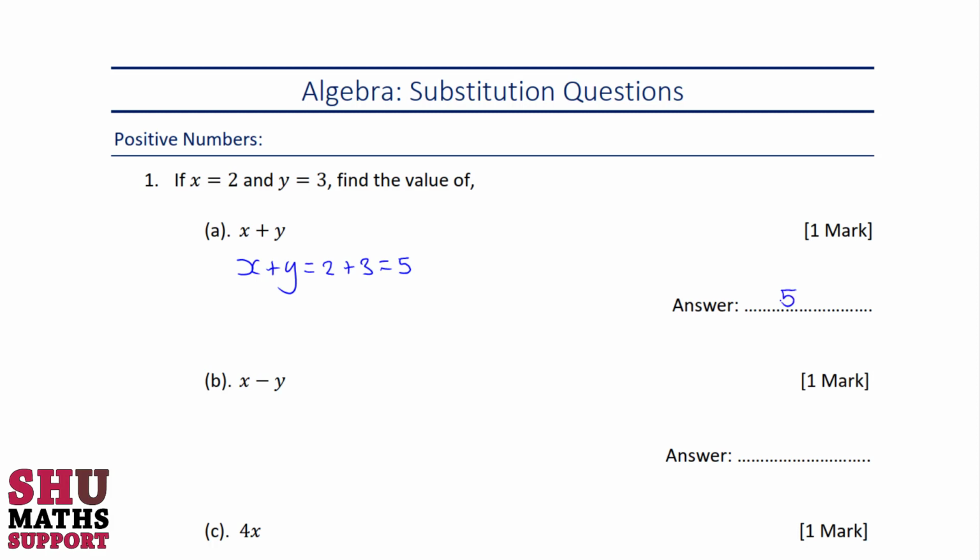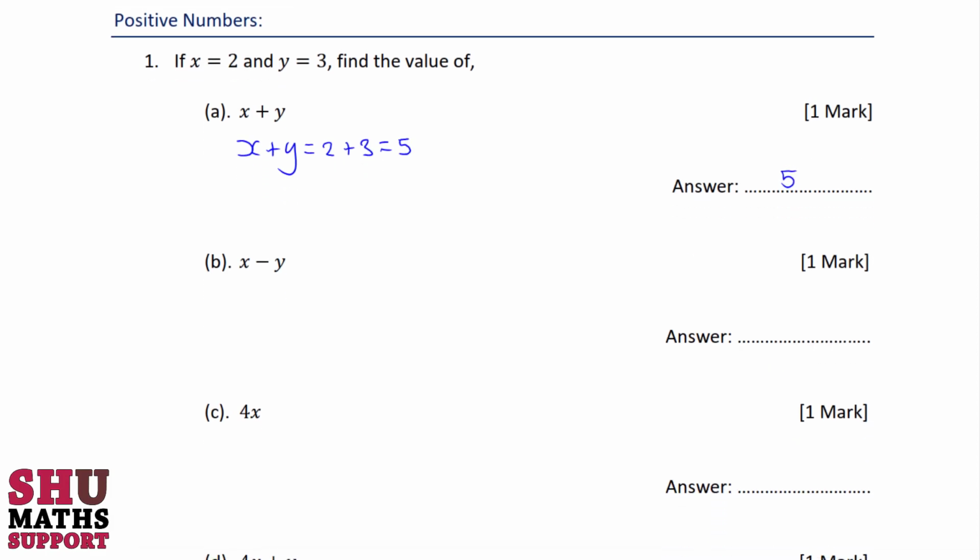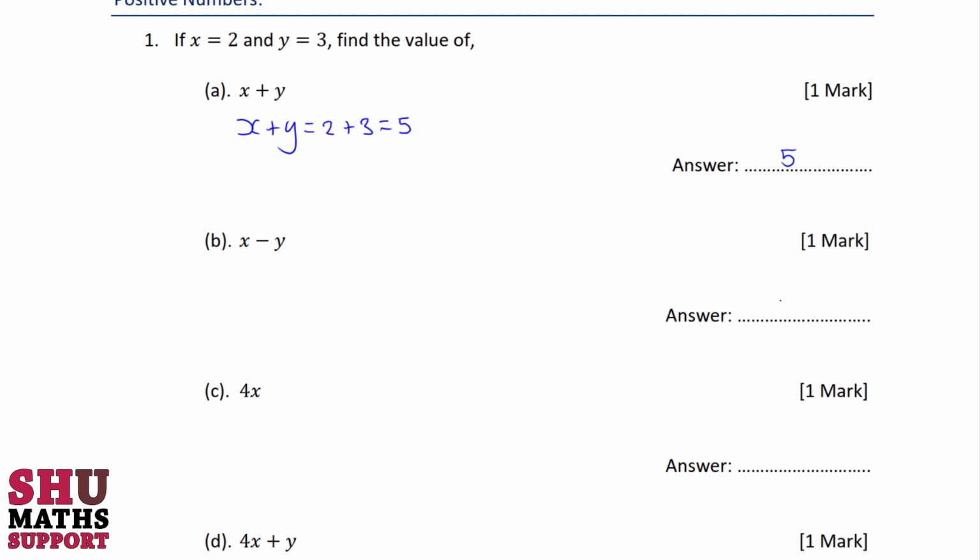Now the next example asks us to find x minus y this time. So we'll do the same thing. We'll rewrite the expression. So we have x minus y is equal to. Then if our value of x is 2 and our value for y is 3, then we're going to have 2 minus 3. And 2 minus 3 is equal to minus 1. So the answer for this question is minus 1.